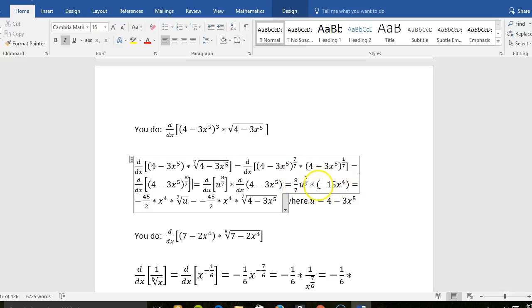Now that's negative 120, guys. Oops, I forgot to change that. I made another copy and paste error. So it's negative 120. Everything else is good though. Again, there's my x to the 4th, and u to the 1/7 is the 7th root of u. That's good. So sorry about that. I need to change these 45s into 120s.